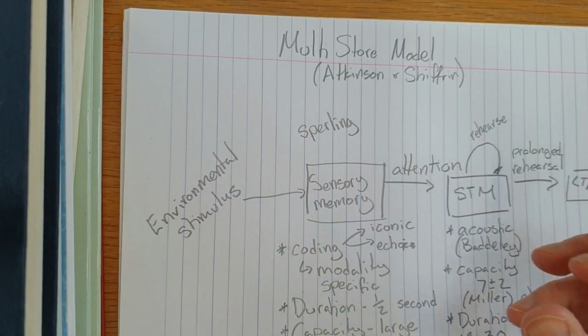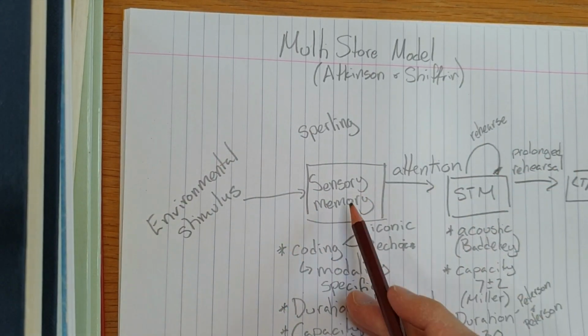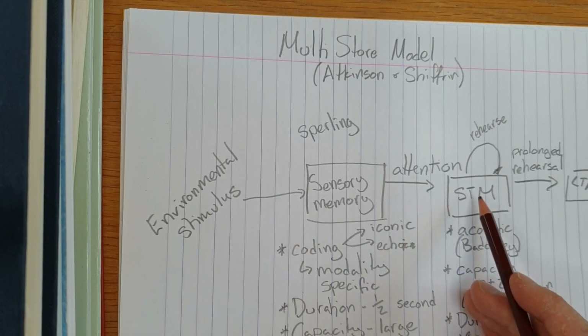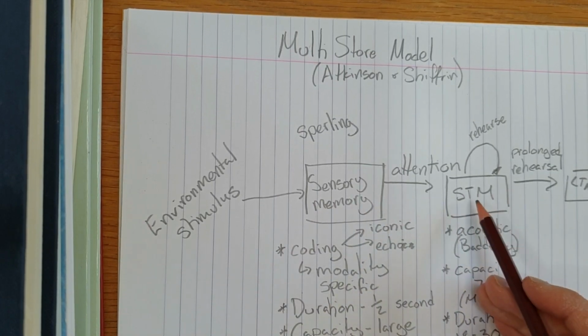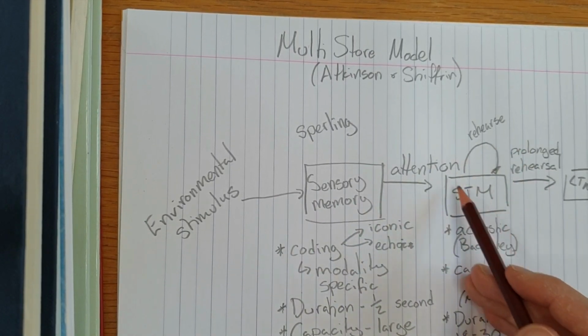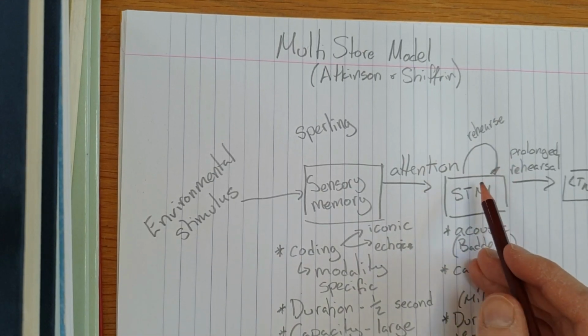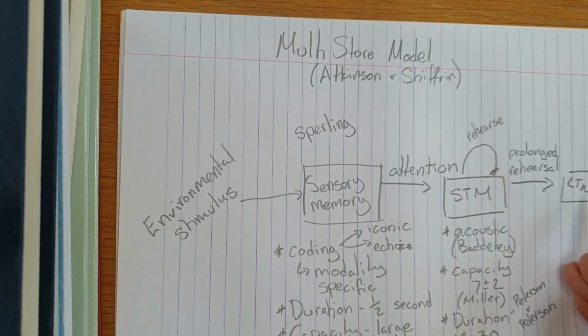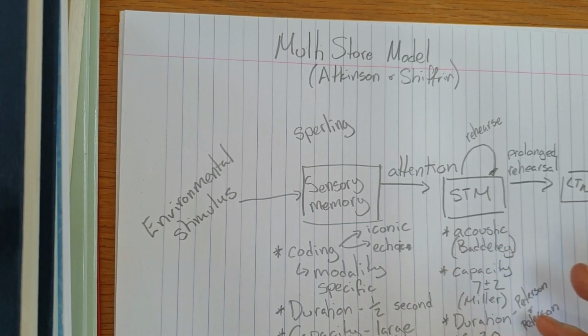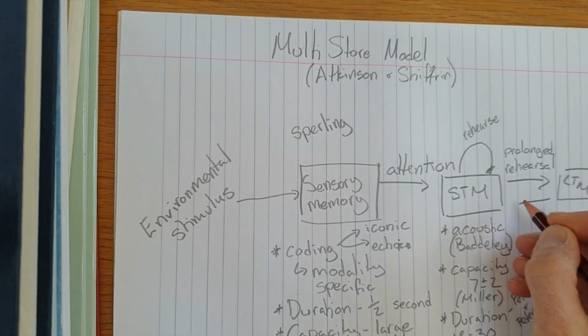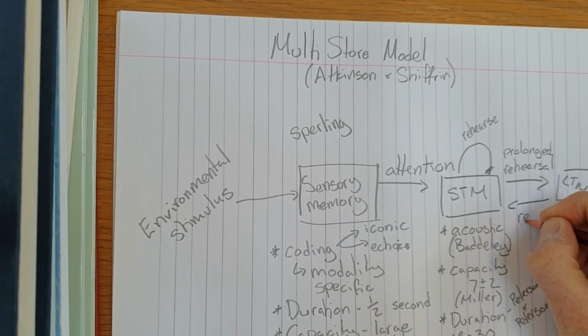New information coming from the environment goes to sensory memory. When we pay attention to it, it goes to short-term memory. It's held in the short-term memory as long as we are rehearsing it. And if we continue to rehearse it for long enough, it'll be moved to our long-term memory, where we can access it at will through a process called retrieval.